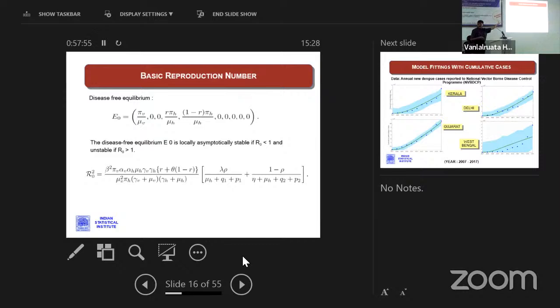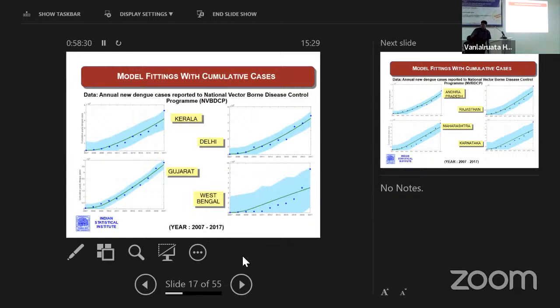As usual, as I mentioned, in every epidemic you have to find the disease-free equilibrium. I found that this is a very good one. Again, the same principle, the next generation matrix, with A and B. A will give you the reproduction number. In this way, I found the reproduction number, and this will tell you whether it is greater than one or not.